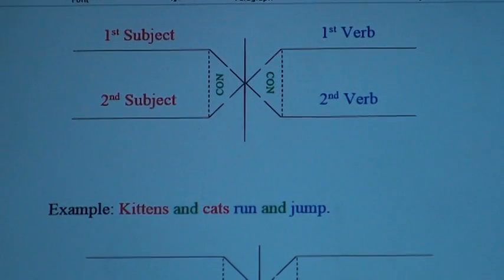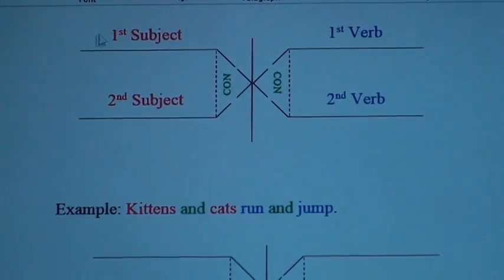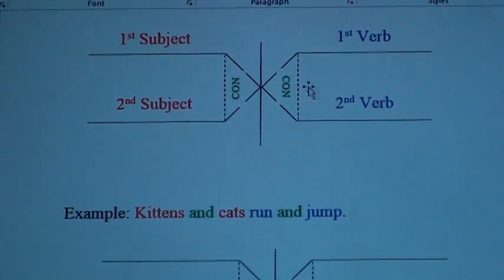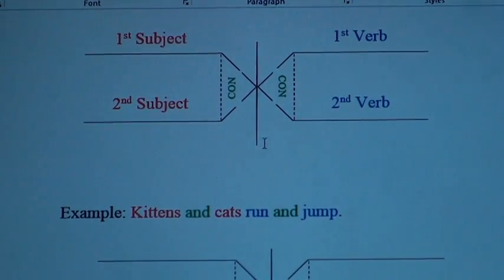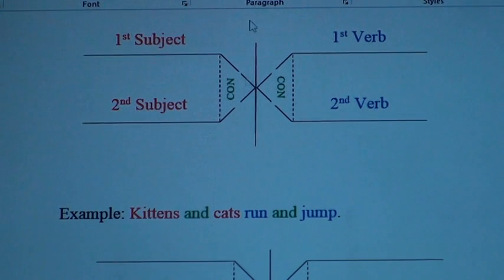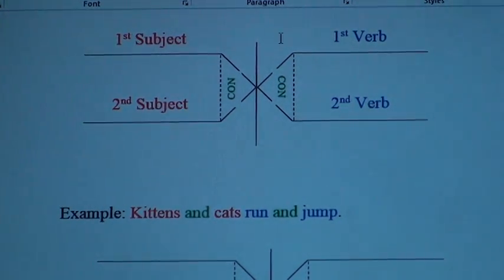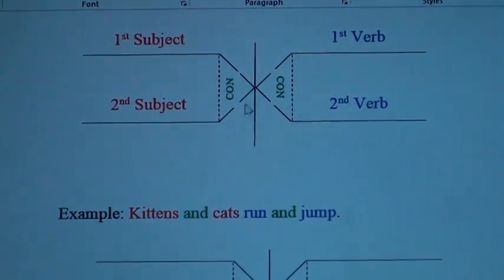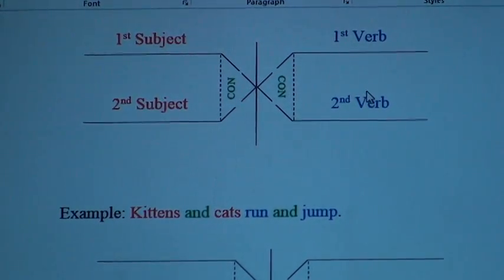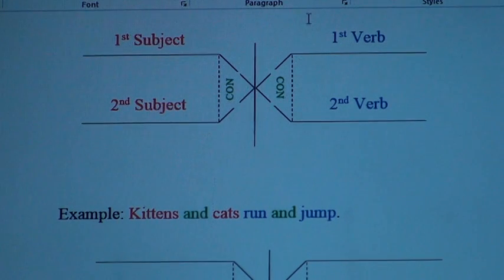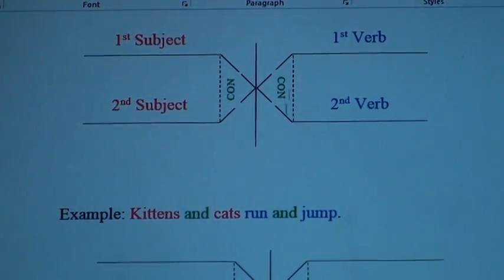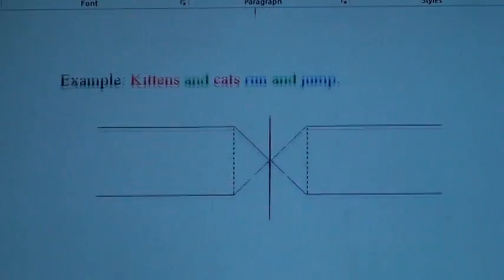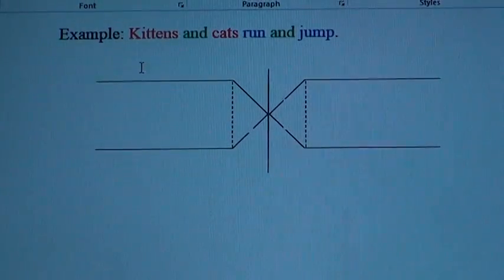We diagram compound subjects and compound verbs by creating one line for each subject and verb on opposite sides. We connect them to a central line in the middle, which separates the subject and verb. These are connected with two diagonal lines, and then there are two dotted lines as well, one on each side. Inside of this area, the conjunction will be placed. Let's use the same sentence from before. Kittens and cats run and jump.